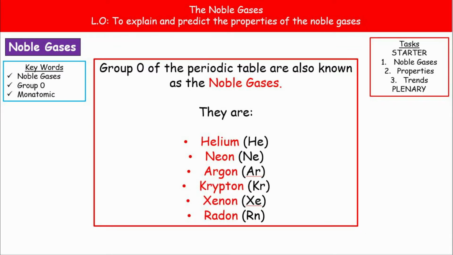So our first sentence there, group 0 of the periodic table are also known as the noble gases. Now I'm hoping the title of today's lesson might have given you a little bit of a hint about that one. And in the names of the gases we've got He is helium, Ne neon, Ar is argon, Kr is krypton, Xe is xenon, and Rn is radon. So tick any of those you got right, anything you didn't, obviously make sure you've written the corrections in.